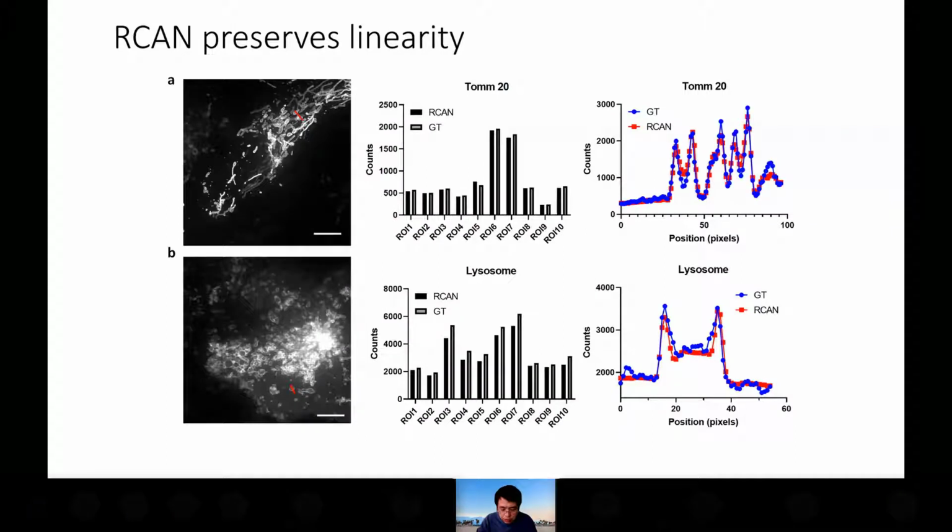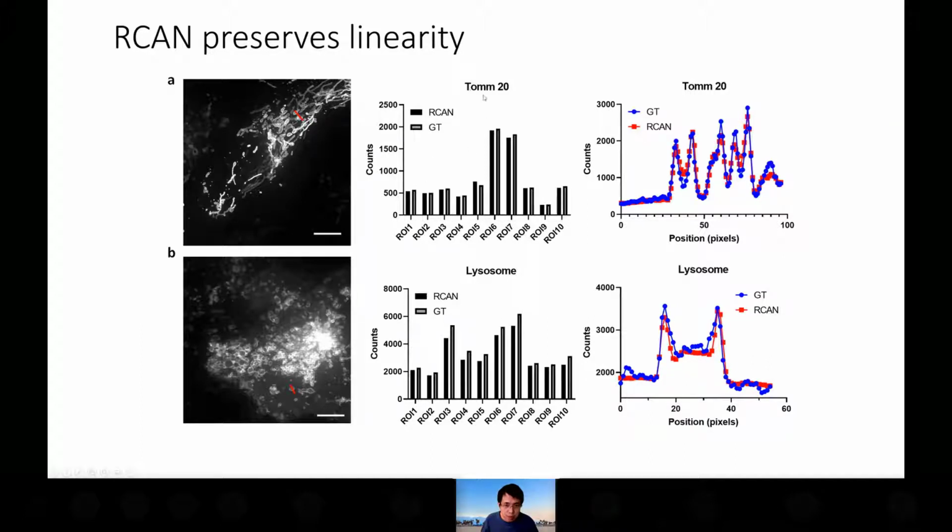Another important question for biologists is that in the restored images, a lot of times we want to quantify the fluorescence intensity, because the fluorescence intensity also carries valuable information for biological questions. To answer this, we quantified different regions of interest in the RCAN restored images versus the ground truth images. In the image I showed here, you can see that in the RCAN restored images, the fluorescence intensities match the intensity from the ground truth.